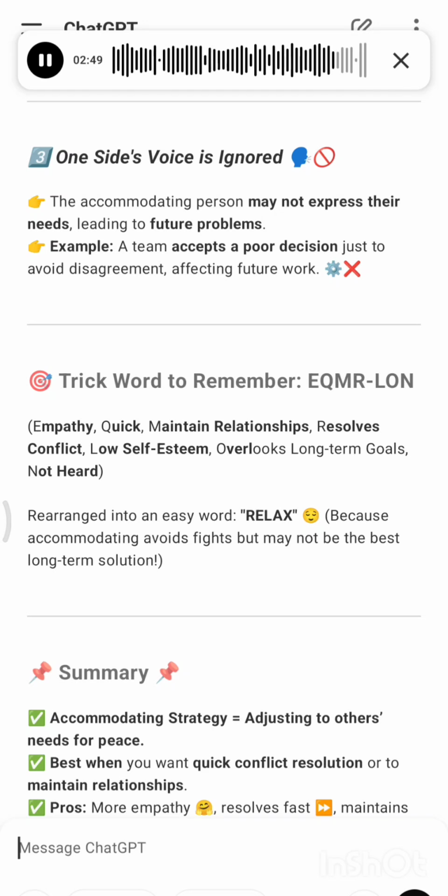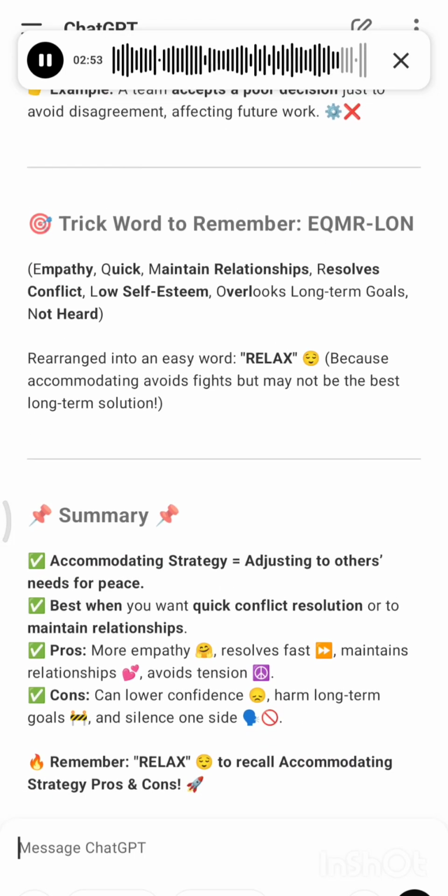In summary, the accommodating strategy means adjusting to others' needs for peace. Best when you want quick conflict resolution or to maintain relationships. Pros: more empathy, resolves fast, maintains relationships, avoids tension. Cons: can lower confidence, harm long-term goals, and silence one side. Remember, relax to recall the accommodating strategy pros and cons.